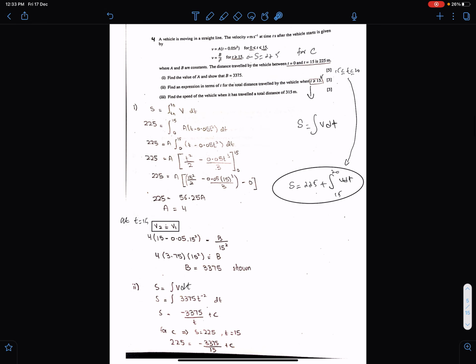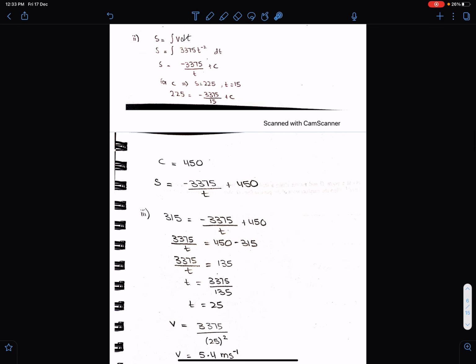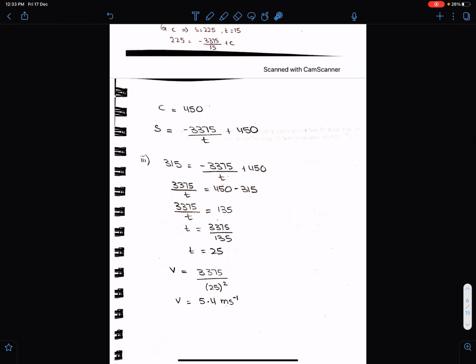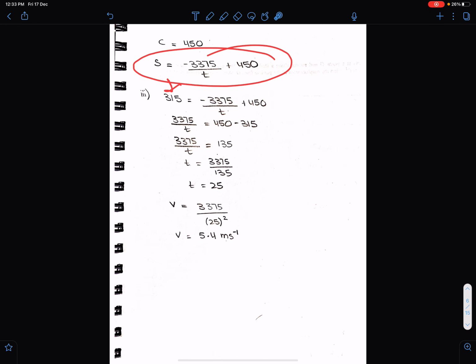This question is very simple. First you just need to use this equation, and displacement is given 225, and get the value of a. At this time both equations will give you the same velocity, so just equate both the velocities at t = 15 and get the value of b. For the displacement, use this equation and get the equation of displacement, and for the last part use this equation and get the value of t, and use the second equation of velocity and get the value of velocity.